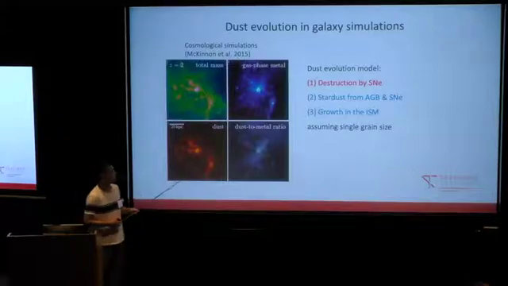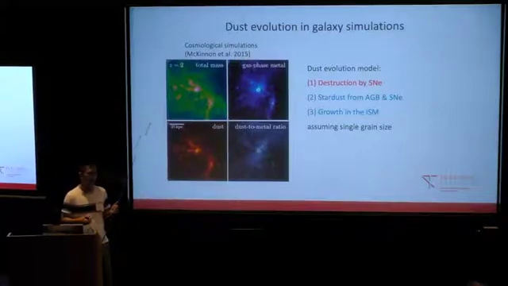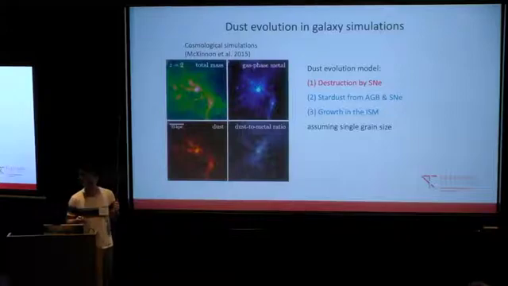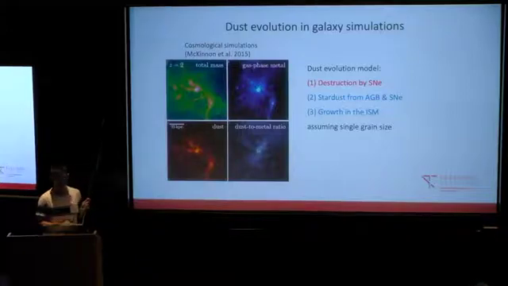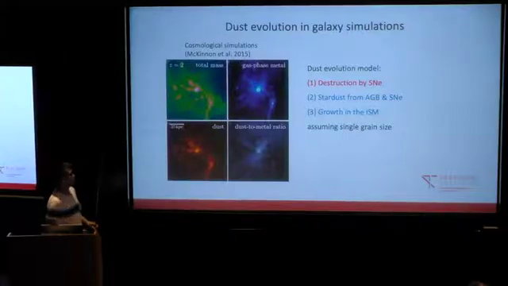But we also know there's another very important source of dust, which is accretion in the dense ISM. Once you have some seed of dust, the dust can grow in the ISM just from collisions between gas and dust. So these three are the processes they assumed, and they simply assume a single grain size, and you can vary the grain size and see how sensitive your results are to that assumption.